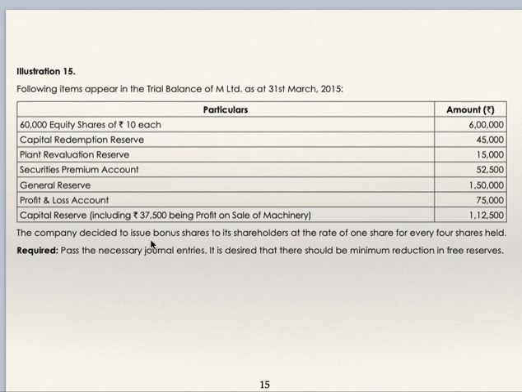The company decided to issue bonus shares to its shareholders at the rate of 1 share for every 4 shares held. Pass necessary journal entries. It is desired that there should be a minimum reduction in free reserves. So bonus is in the ratio of 4:1. If an existing shareholder is having 4 shares, he will get 1 bonus share free of cost. So for 60,000 equity shares, 60,000 divided by 4, 15,000 bonus shares will be issued.